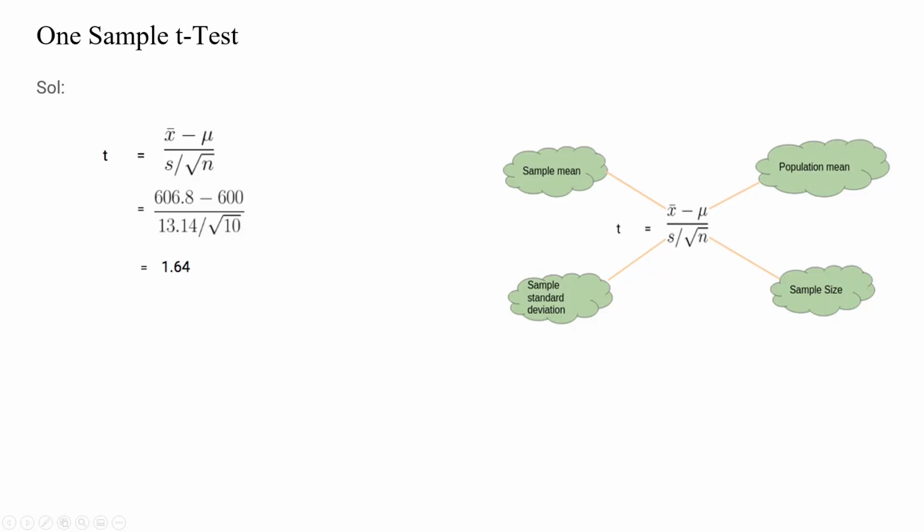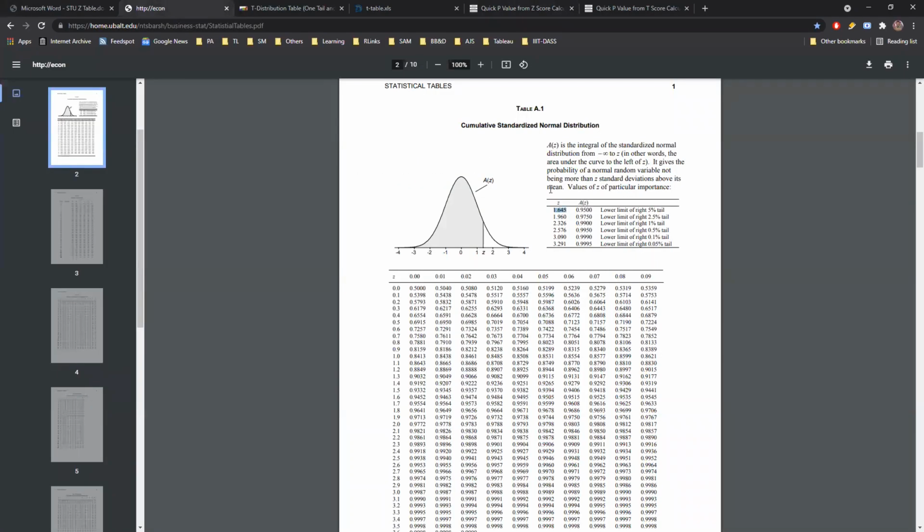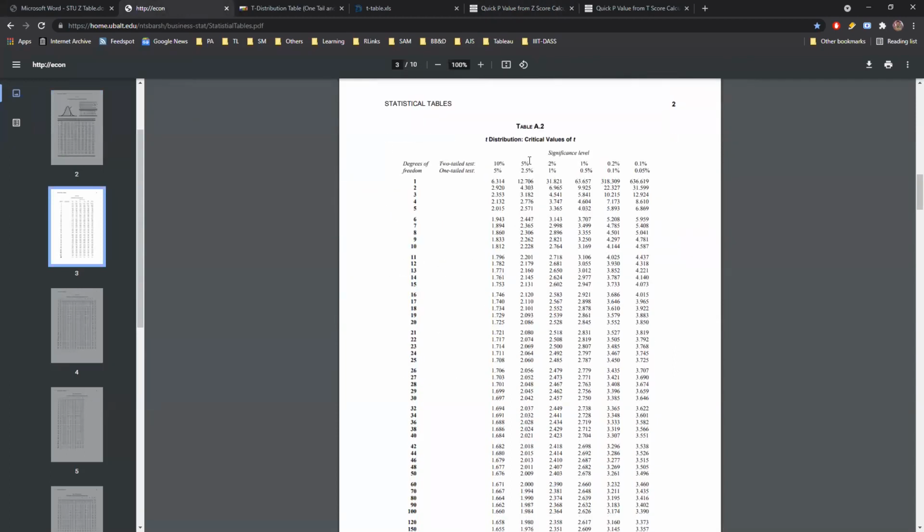Now from this 1.64, we have to calculate the critical value, and the p-value can also be calculated from it. Let's quickly see that. This is the Z table, and if you scroll down, we also get something called the T table. First we will identify the critical value. We'll select a one tail test, which is our hypothesis example at the moment, and my level of significance is 5%.